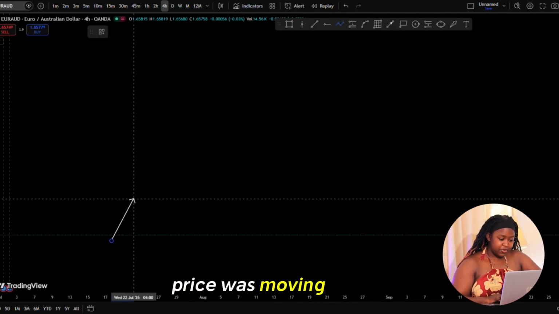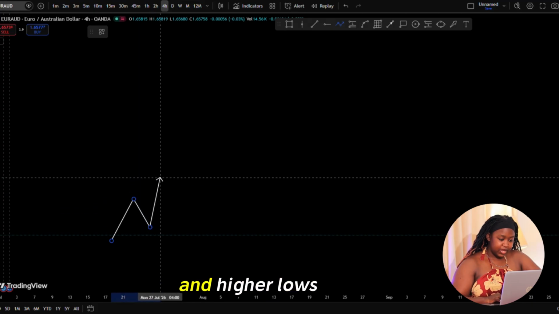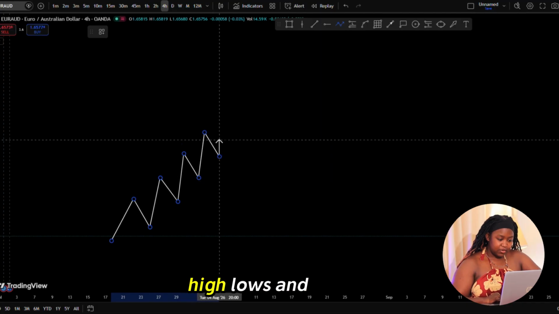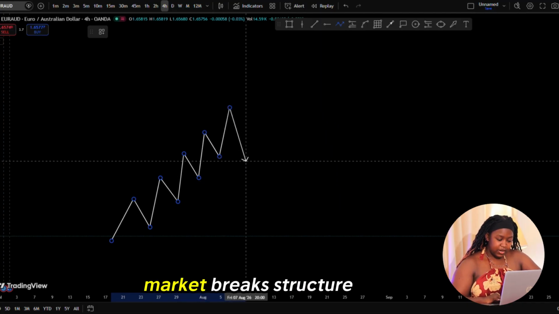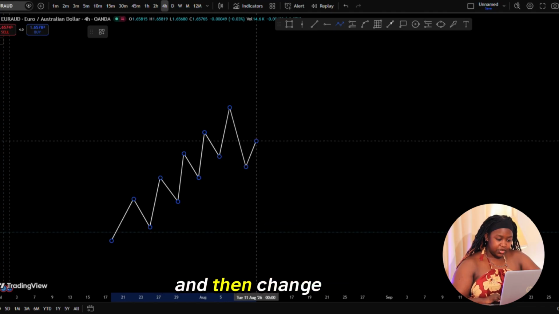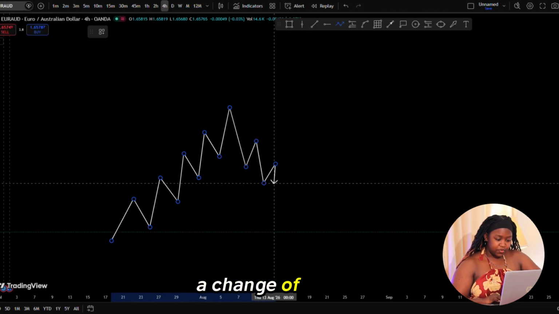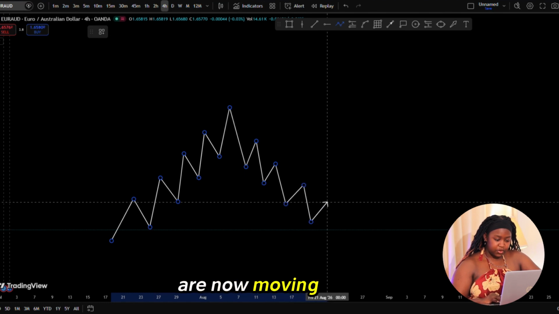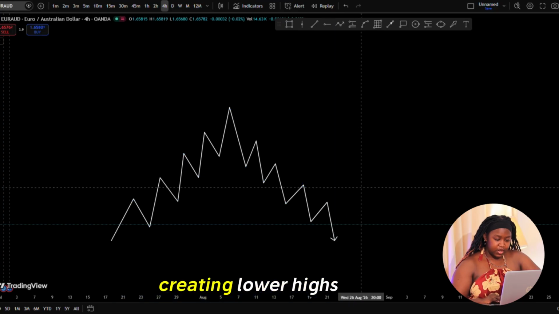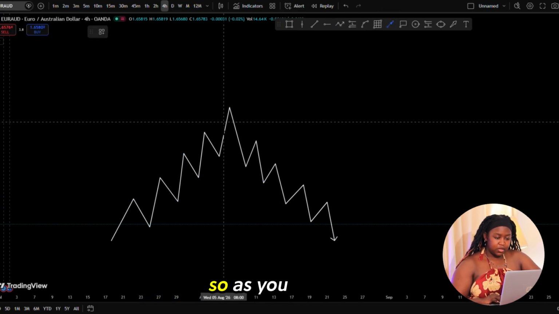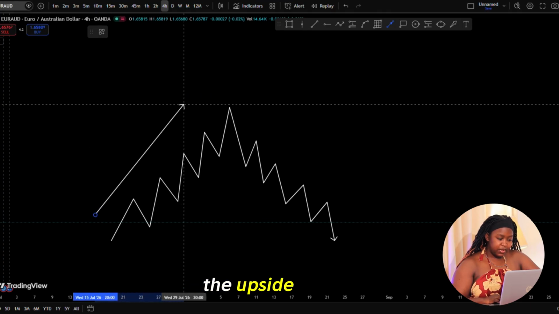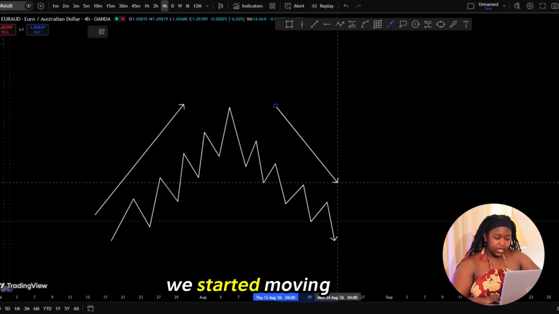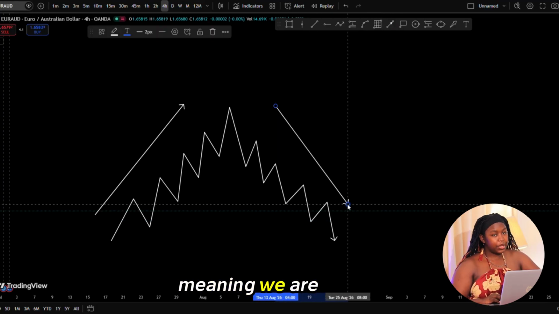So let's say price was moving to the upside, creating higher highs and higher lows, just like this. And at some point, market breaks structure and then changes trend, meaning we have a change of character somewhere. So we are now moving to the downside, creating lower highs and lower lows. As you can see, we were moving to the upside, meaning we are bullish. But then when price changed trend, we started moving to the downside, meaning we are bearish.